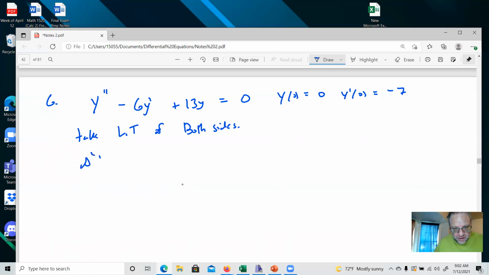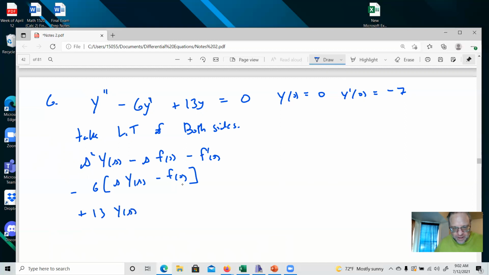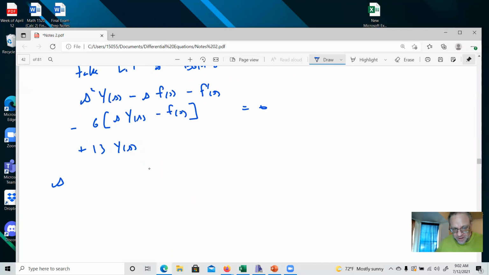So s squared Y(s), minus s f(0) minus f'(0), minus 6, this is just y prime, so this is going to be s Y(s) minus f(0), plus 13 Y(s), and this was all equal to 0. Okay, so let's pull this apart. So we have s squared Y(s) minus 6s Y(s) plus 13 Y(s).